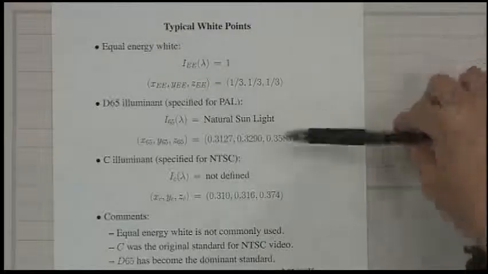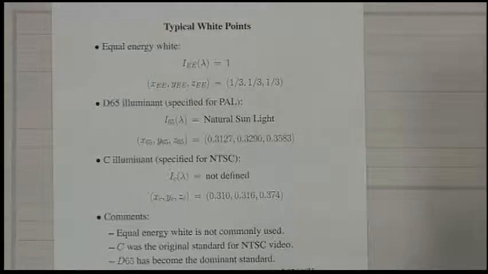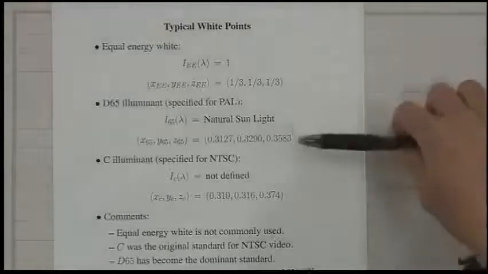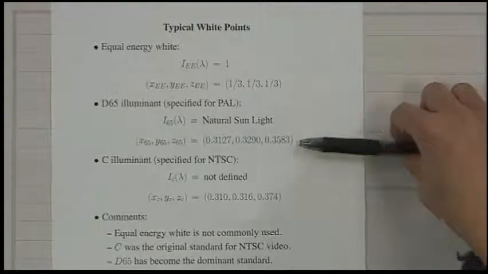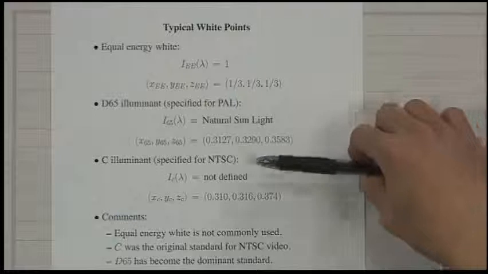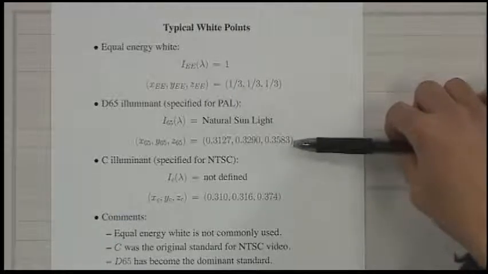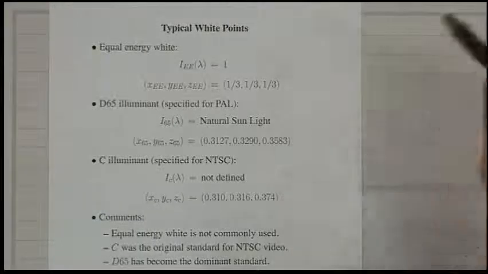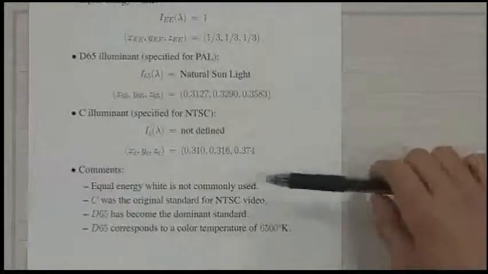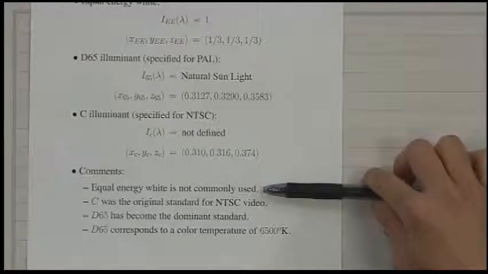If you look at all these white points, all the chromaticities are kind of close to 1/3, but slightly off from 1/3. If you compare D65 and C illuminants, D65 will be slightly reddish, and C illuminant will be slightly bluish. The comments here are that equal-energy white seems to be a more natural definition, but it is actually not very commonly used.